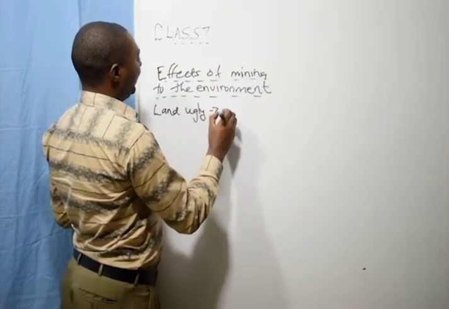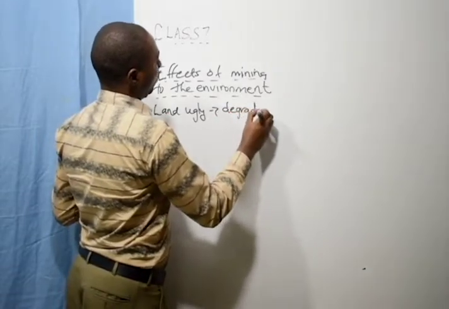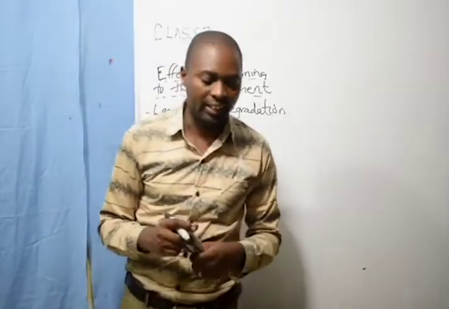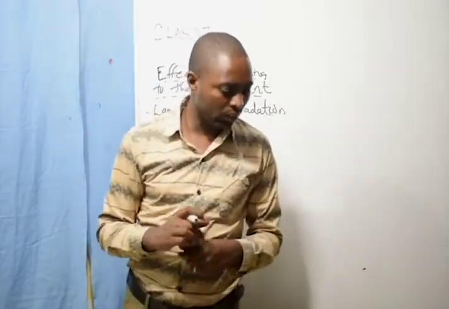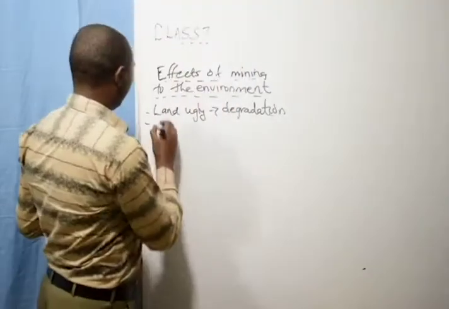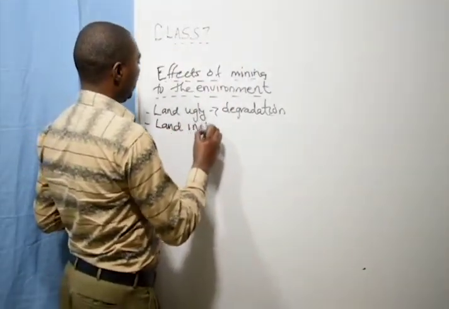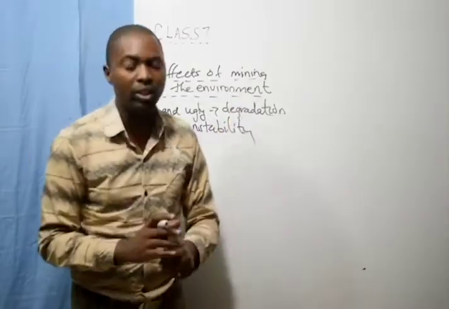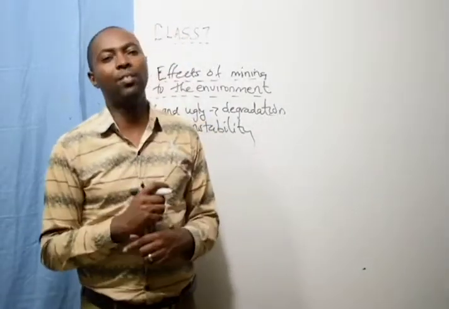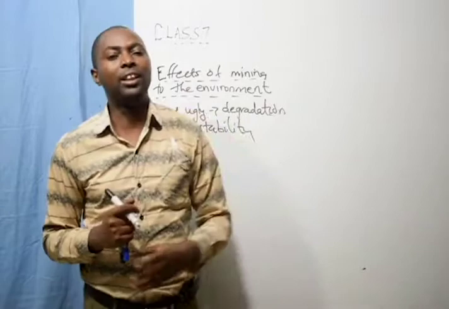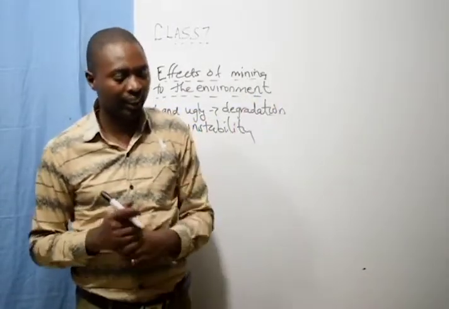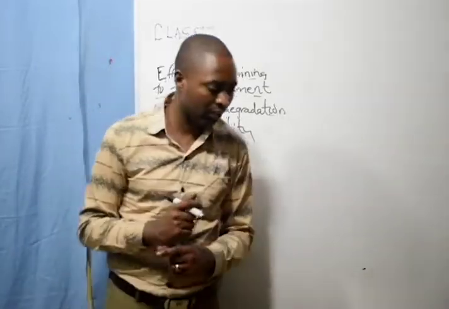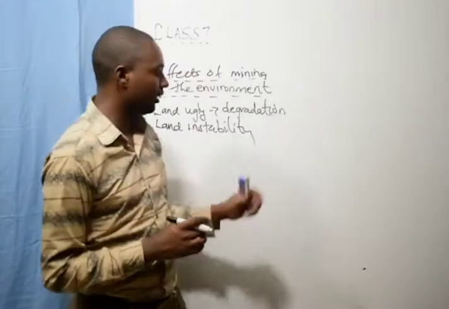What we call land degradation, or land dereliction. So mining affects the nature of land. Number two, it also leads to land instability. What I mean by land instability is that when they're using explosives to extract a mineral, the explosives cause earthquakes. If you have constructed a storey building nearby, you realize that there are several cracks developing because the earth is not stable. There are some tremors every now and then. So it will cause damage to buildings. They will come crumbling down.